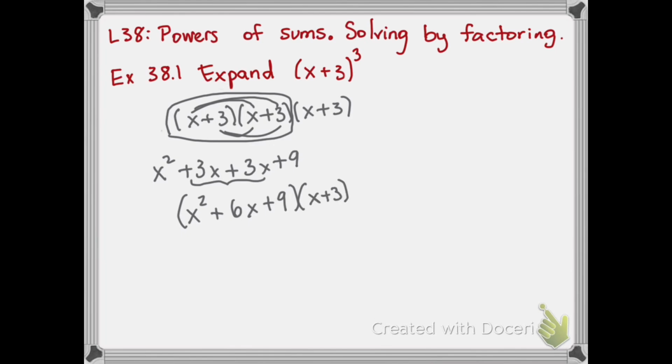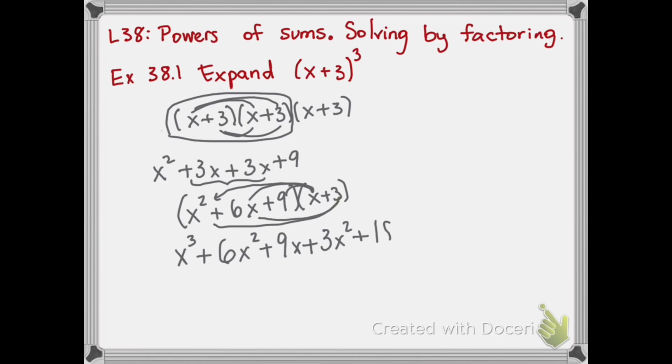And when we do that, we're going to do it in this case right to left. So x to the third power. Then x times 6x is 6x squared. And x times 9 is 9x. Then we multiply times the 3. 3 times x squared is 3x squared. 3 times 6x is 18x. And 3 times 9 is 27.